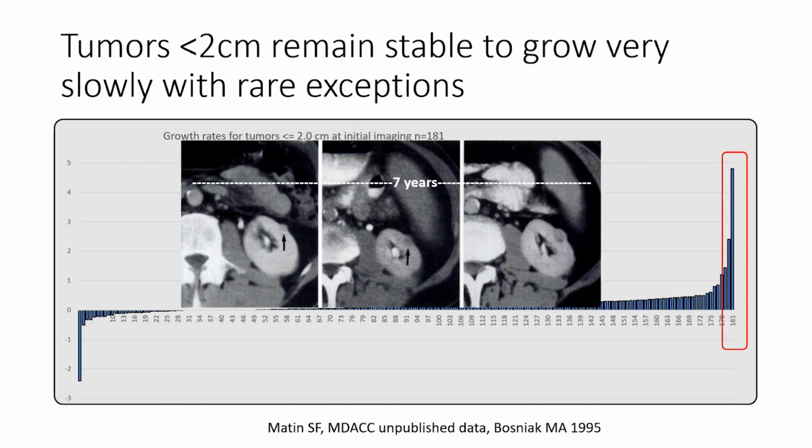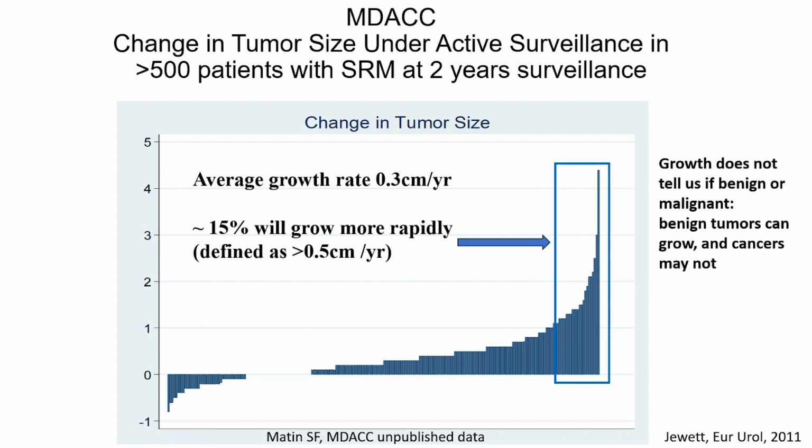So again, what we've learned over the course of decades and thousands of patients from the international literature is that the average growth rate for these tumors is 0.3 centimeters per year. So not very rapidly at all. That's average, some less, some a little bit more. About 15% of them will grow more rapidly, which we just very vaguely define as more than 0.5 centimeter per year. And those are the ones that we will generally act on.